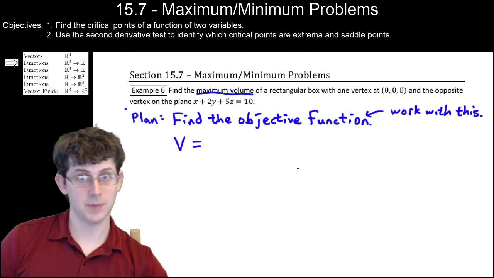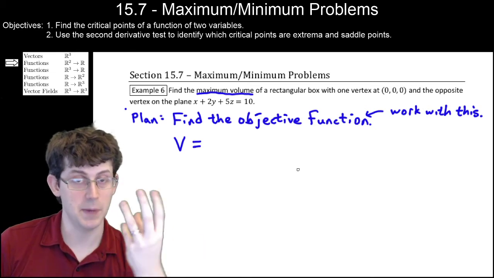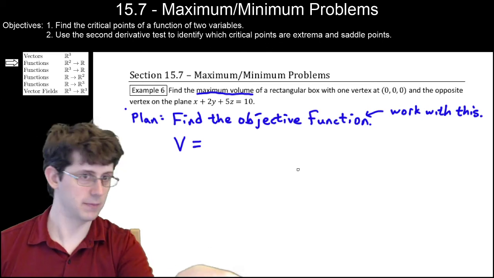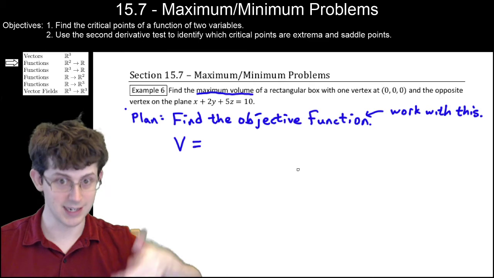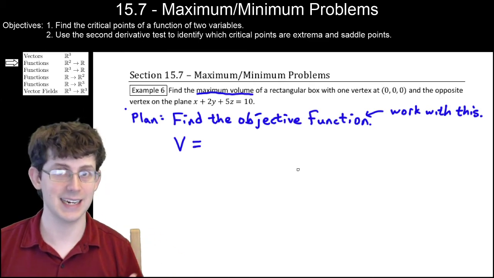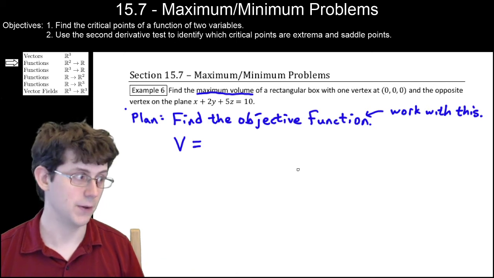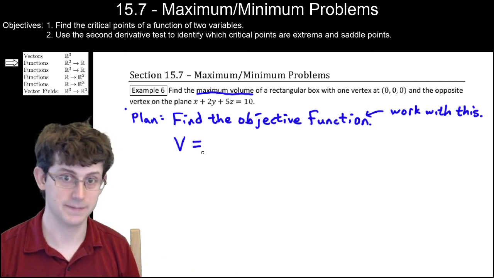The danger of these problems is that often students skip this first step of picking out what is the objective. They just go like, I don't know, here's an equation there, x plus 2y plus 5z equals 10, and just try to use it. But that's not what's going on here. When the question asks find the maximum volume, you have to start by finding a formula for the volume, and then work with that function.